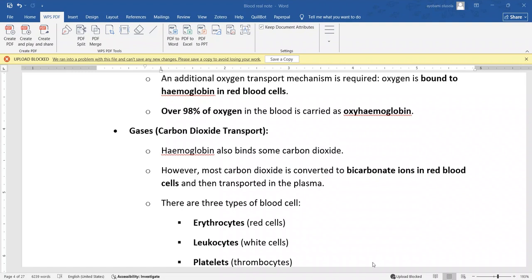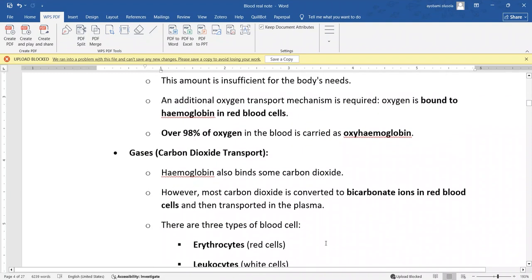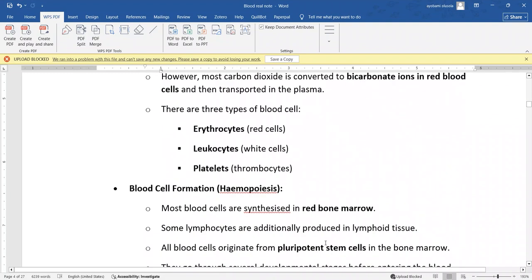Now, we have talked earlier about the types of blood cells. We said we have the erythrocytes, otherwise known as red blood cells, leukocytes, otherwise known as white cells, and platelets, otherwise known as thrombocytes. So what process forms blood? Blood cells are formed in our body by the process of hemopoiesis.